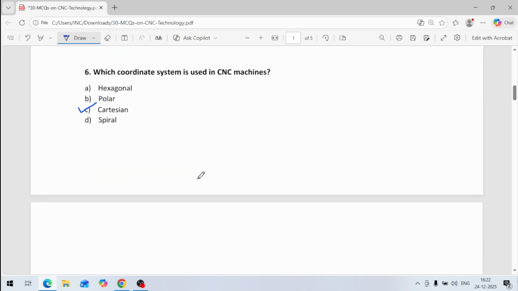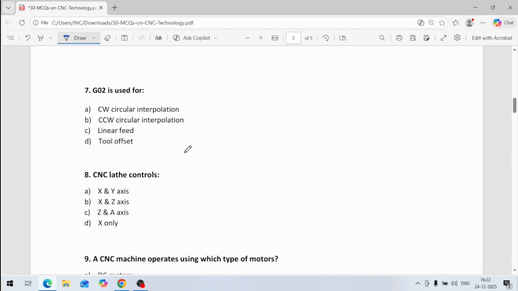Okay. So the next question is question number 7. G02 is used for clockwise circular interpolation, counterclockwise circular interpolation, linear feed, or tool offset. So the answer is clockwise circular interpolation. For clockwise cutting, for a clockwise tool path, we use this G02.